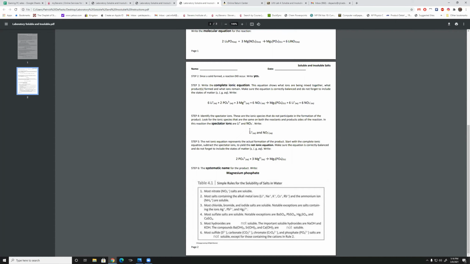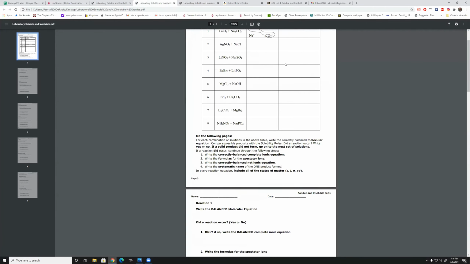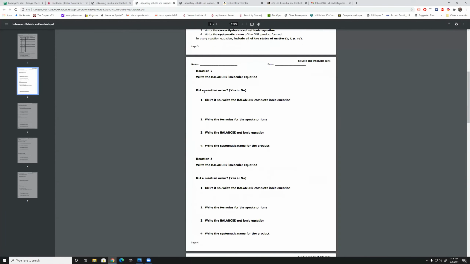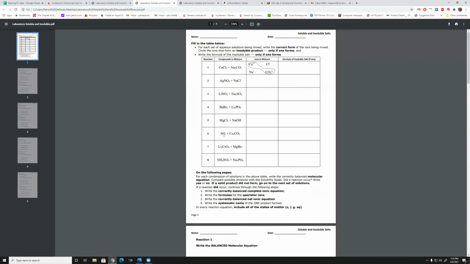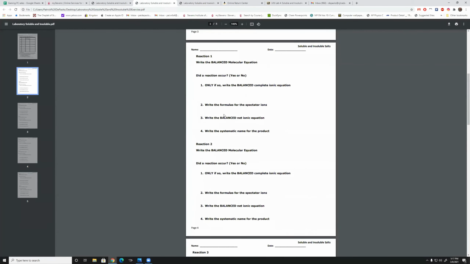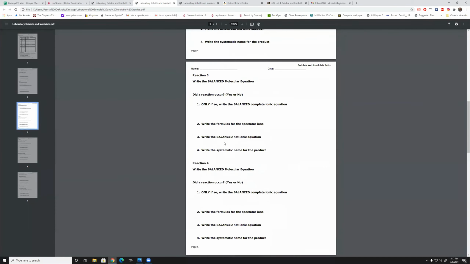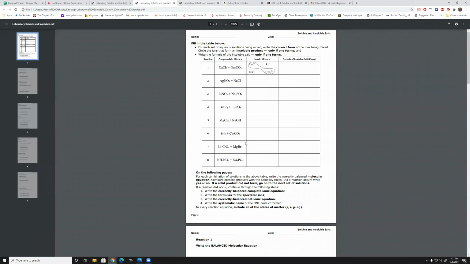And then what you can do from this complete ionic equation, which is going to be your goal for each one of these, for each one of reactions 1, 2, 3, really for all of them. So for all these reactions up here, you're going to have to write the net ionic, complete ionic, spectator ions, and the name of each product. So you need to get used to that. This is very good practice for lecture also.